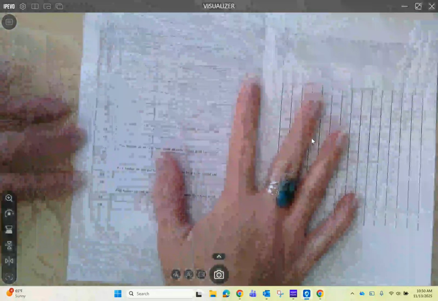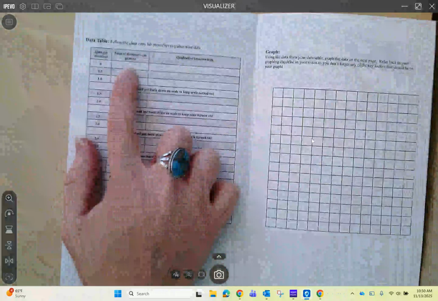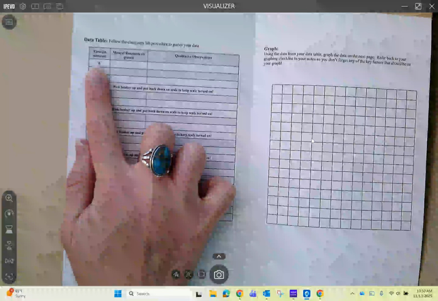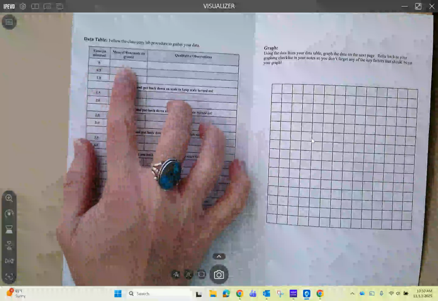So let's go ahead. I'm going to move that data table under for just a second here, move some stuff around. Okay, so that is going to be in our time 0. That very first one, right when you mix that hot water into your dry ice, you are going to put down what was that starting mass.